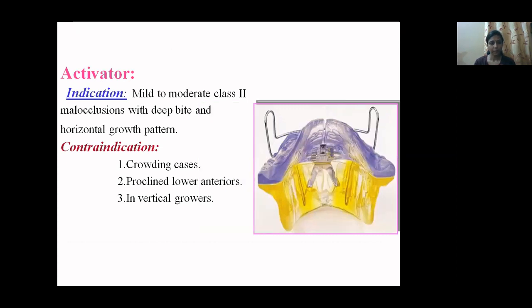Activator is a myofunctional appliance which is indicated in mild to moderate class 2 malocclusions with deep bite and horizontal growth pattern. It is contraindicated in crowding cases, proclined anteriors, and vertical growers.